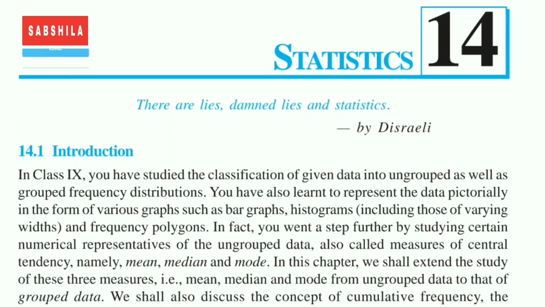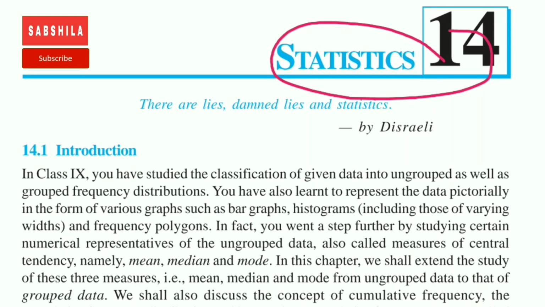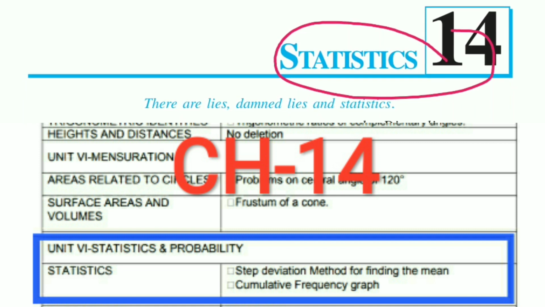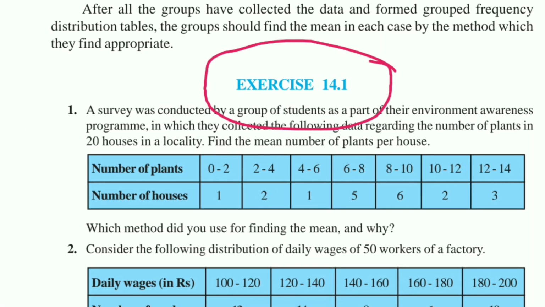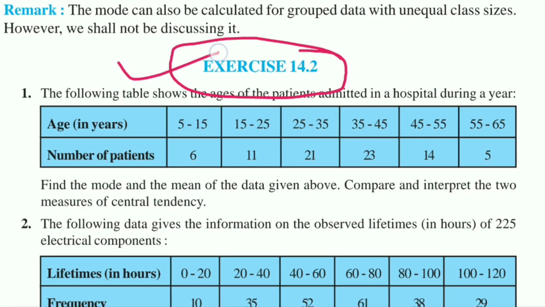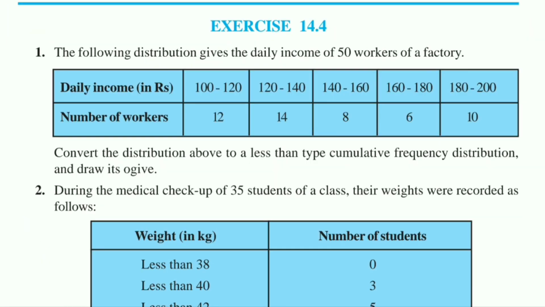Now let's talk about chapter number 14, that is statistics. Two topics have been removed from this chapter, that is the step deviation method for finding the mean and the cumulative frequency graph. That means you have to read exercise 14.1. Exercise 14.2 also you have to read. Exercise 14.3 also you have to read. But you can leave exercise 14.4. It is removed, so don't read this.